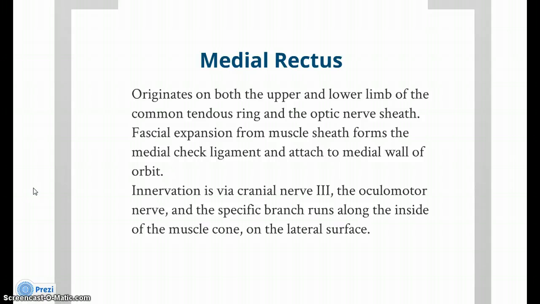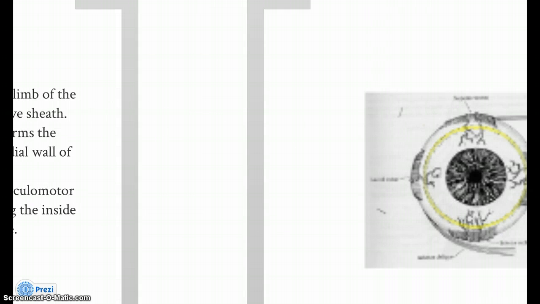This originates on both upper and lower limb of the common tendinous ring of the optic nerve sheath, one of the main nerves of the eye. Also, fascial expansion from muscle sheath forms the medial check ligament and attaches to the medial wall of the orbit, where the eye sits. Innervation is via cranial nerve 3 or the oculomotor nerve, and the specific branch runs along inside of the cone and on the lateral surface.